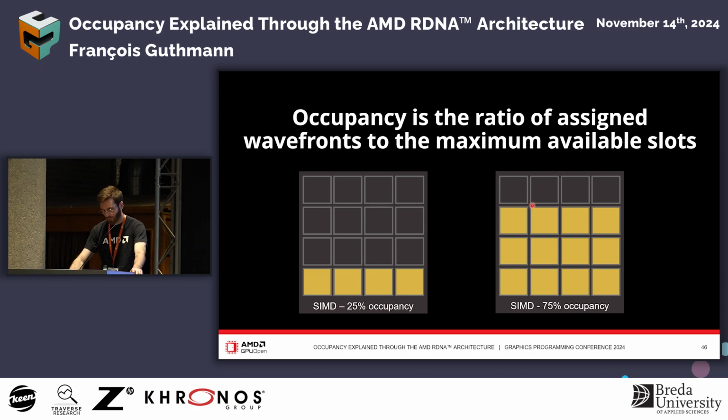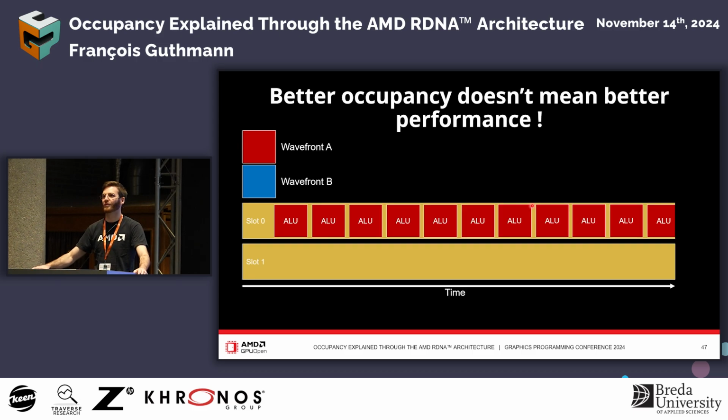So let's try to get some intuition about occupancy. When is it good, and when is it not? For instance, something that we often hear is that better occupancy means better performance. But in practice, that's not true. Say you have a workload that does mostly ALU work. There's no point in adding another wavefront, right? Because the wavefront doesn't stall waiting for data to come back from memory. So if you add another wavefront, there's no reason to switch to it.